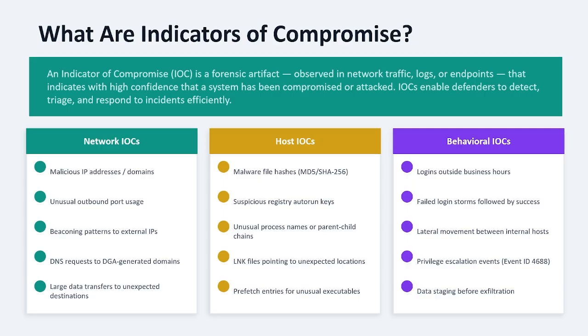Failed login storm followed by success, so lots of invalid passwords, and all of a sudden there's a valid password attempt. Lateral movement between internal hosts, and this is a big thing that has affected a lot of companies. Target, Home Depot, Kohl's, they all had this issue where an HVAC vendor was compromised. And at least in the case of Target, the HVAC vendor was compromised. They got into Target's network, and then they made lateral movements across the network to get to other hosts, and eventually they got to the self-checkout point of sale machines.